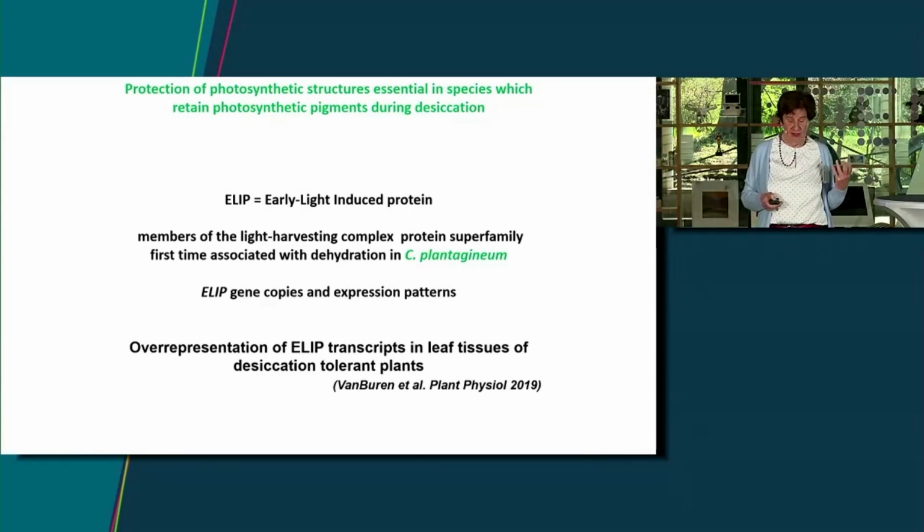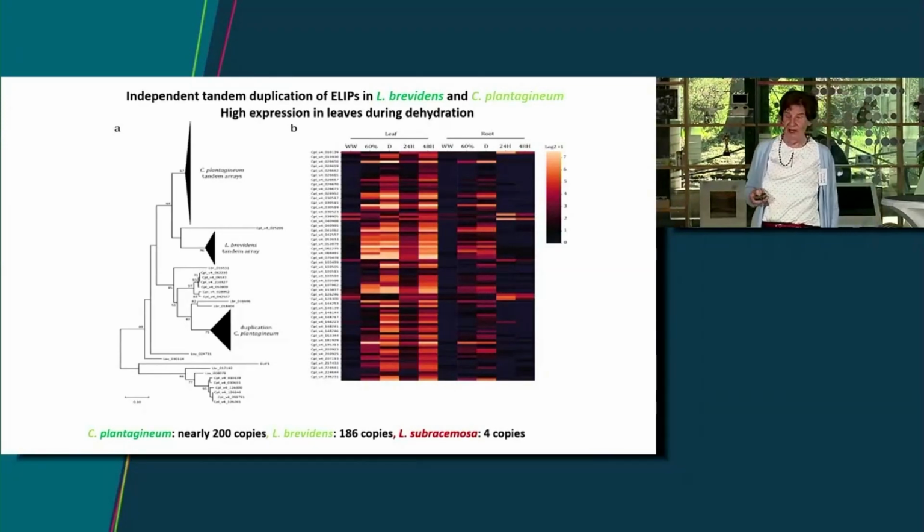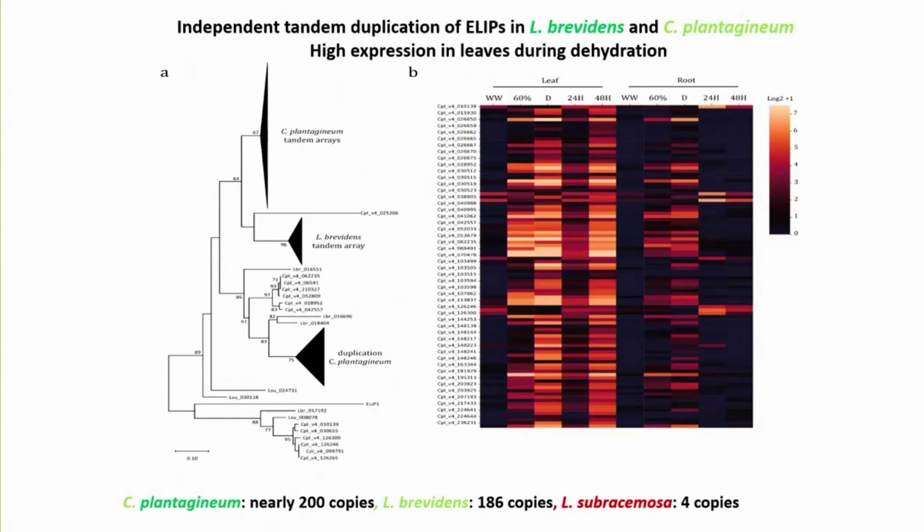And what we further observed, already studying the Oropetium, was the overrepresentation of these ELIP transcripts in leaf tissues, similar to the Lea proteins in the desiccation-tolerant plant. So only one short example here without going into detail. So just to show you that we really studied it. First of all, take a look at the bottom of this slide. And I've written some numbers there. In the Craterostigma plantagineum genome, we find more or less nearly 200 copies of this gene. In the Lindernia brevidens, we find something like 180 copies. However, only 4 copies in the Lindernia supracemosa.